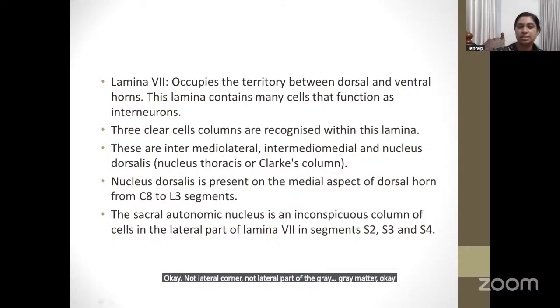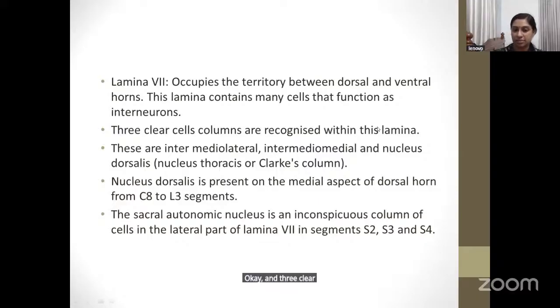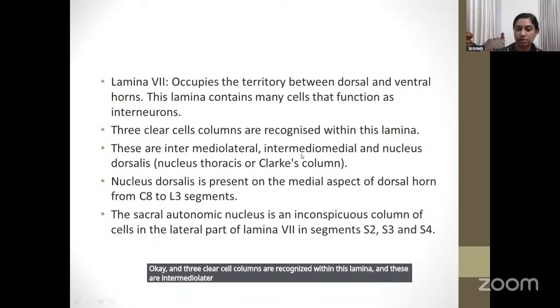Okay. And this lamina contains many cells that function as interneurons. Mostly interneurons are there in the case of lamina 7. Okay. That is seen in the lateral column. And 3 clear cell columns are recognized within this lamina: intermediolateral, intermediomedial, and nucleus dorsalis, which is otherwise called nucleus thoracis or Clark's column.